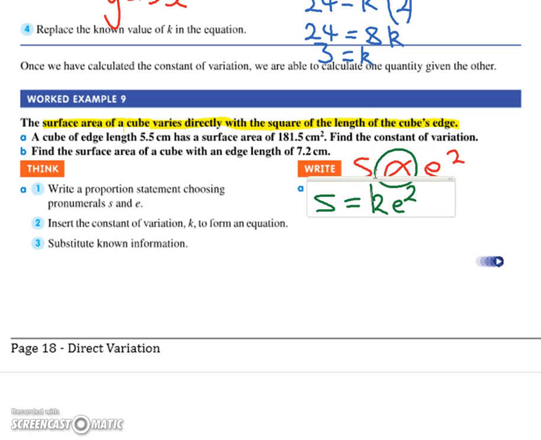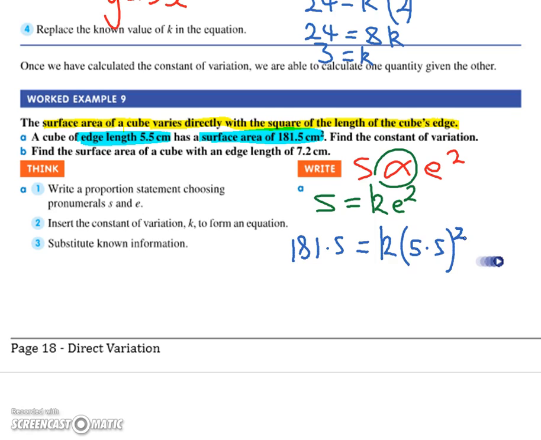Okay, what do we do next? We've now got our equation. Perfect. Well, we write down what we know, or we'll highlight what we know. What do we know? Yep. So we've got an S and we've got an E. Happy with that? Yep. Cool, Nanas? Okay, so we've got 181.5 equals K times 5.5 squared. Happy with that?